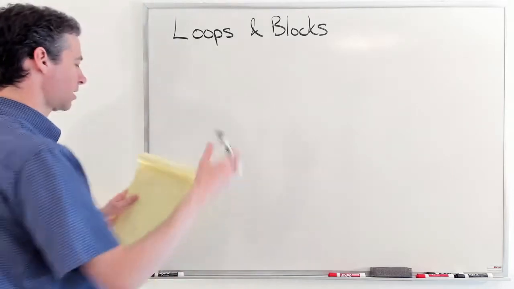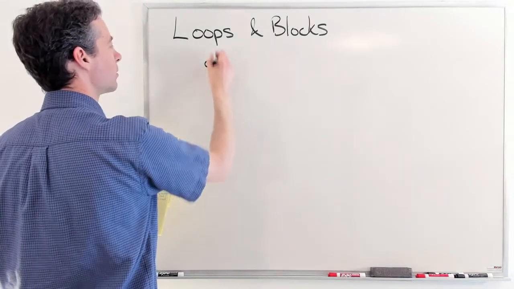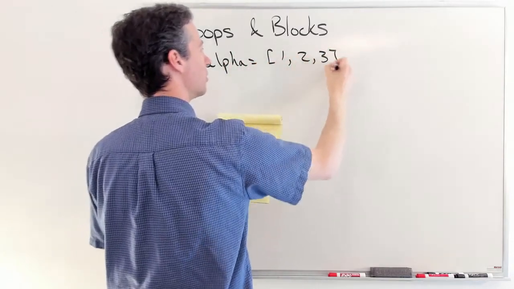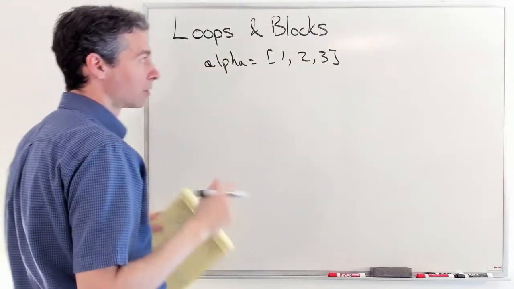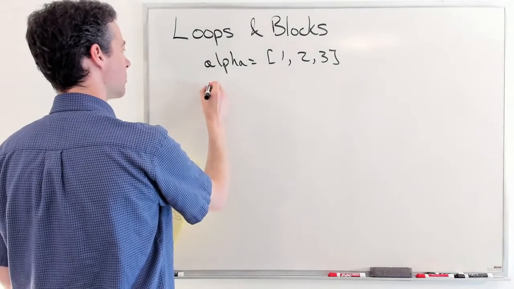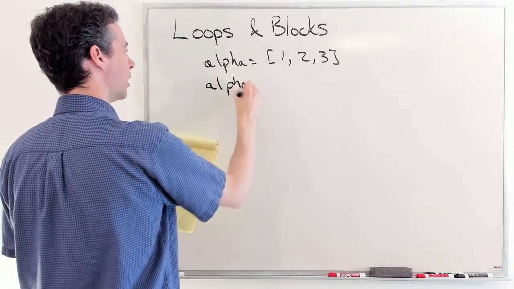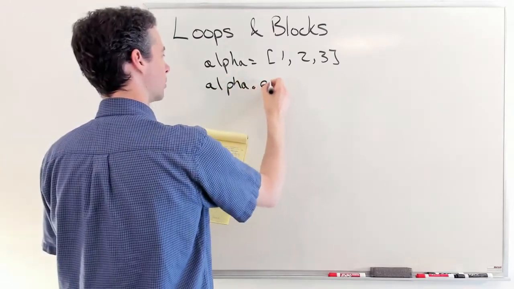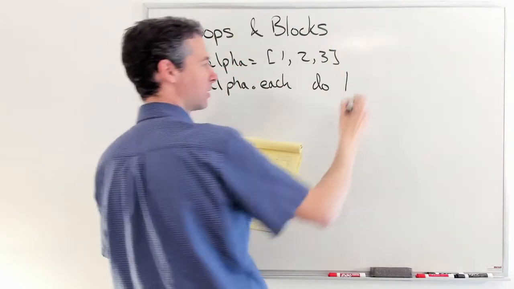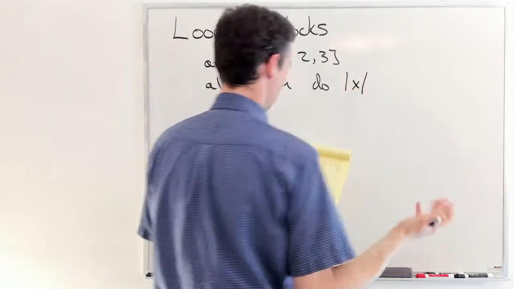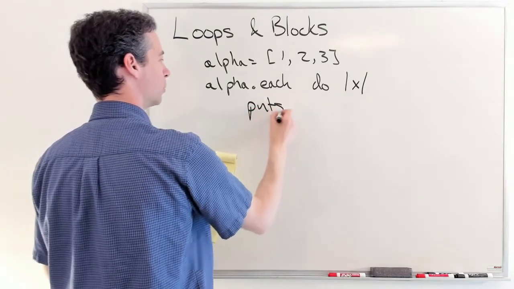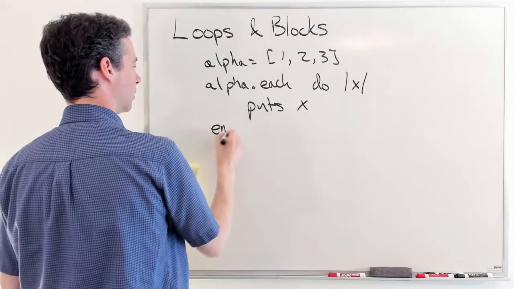So let's take an example. Let's say we make ourselves an array alpha, and we initialize it with the elements 1, 2, and 3. Now in Ruby, we can iterate through these elements and do something with them as follows. Basically this is like doing a for each of these elements. So we can do alpha.each, and then we do this vertical line. It's not a slash, it's a vertical line, x. Or we can put any variable name in here that we want.